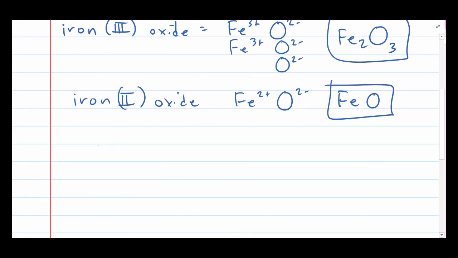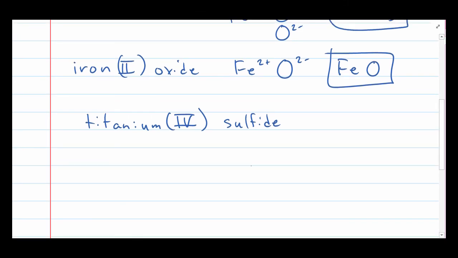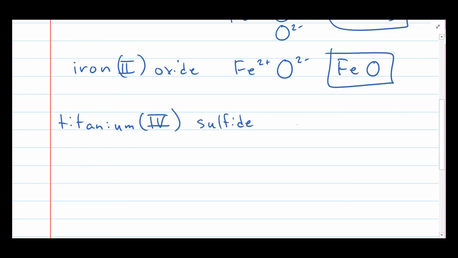We might have a formula or name like this. Titanium. Let's see how well you know your Roman numerals. 4. So titanium 4 sulfide. Come up with a formula for titanium 4 sulfide. What would the charge on the titanium be? 4 plus. Sulfide would be S with a charge of 2 minus.